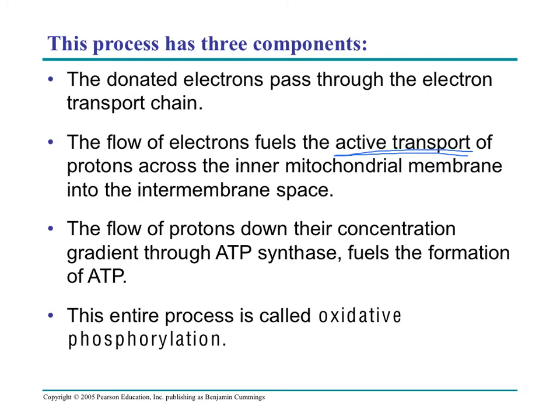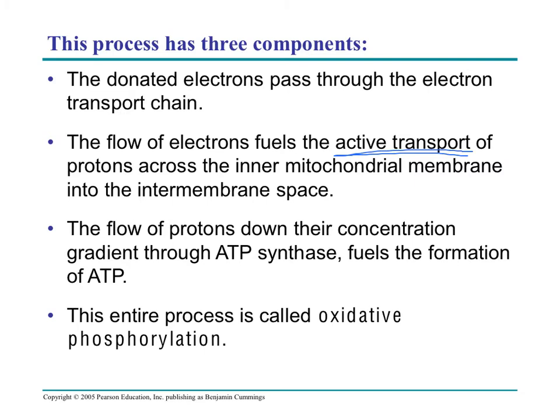That creates a concentration gradient of hydrogen ions, where we have a higher concentration in the intermembrane space than we do in the inner membrane space. And then ATP synthase is going to act like a turbine as those hydrogen ions travel back down their concentration gradient, and that will fuel the formation of ATP. And so we call this whole process oxidative phosphorylation.